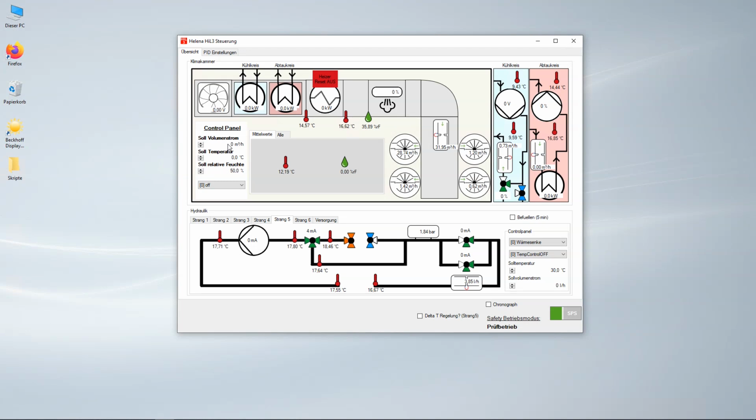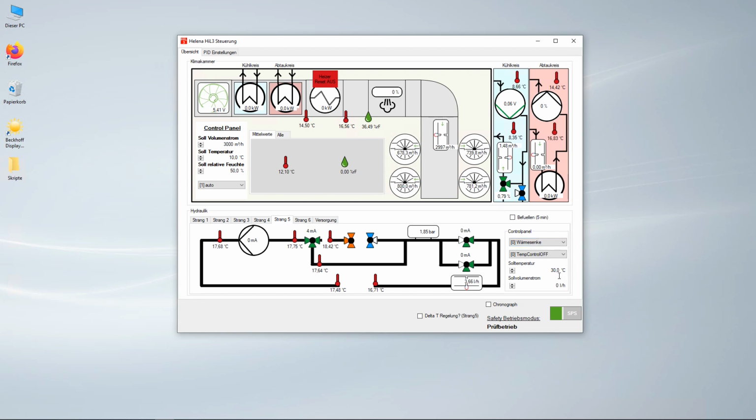To start our climate chamber, we set the volume flow rate to 3000 cubic meters an hour. The temperature is set to 10 degrees C and we leave the relative humidity at 50%. Now we turn on the control. As a result, we can now observe that the fan is turned on. Because our temperature measured inside the climate chamber is still above our set temperature, we can now observe our cooling circuit cooling down the air inside the climate chamber.